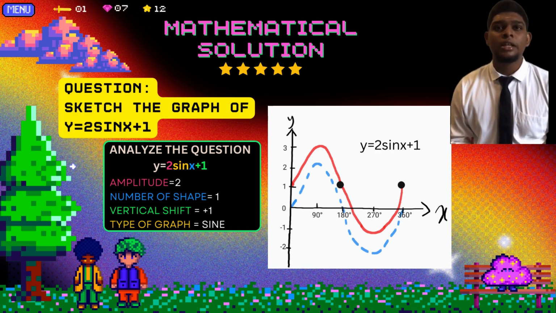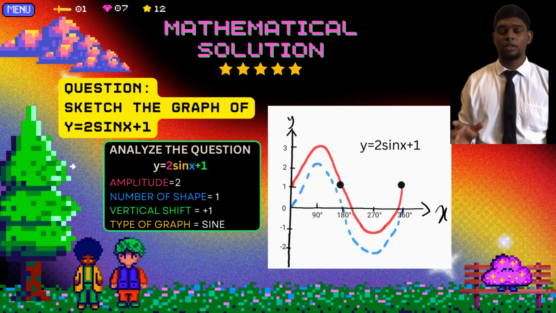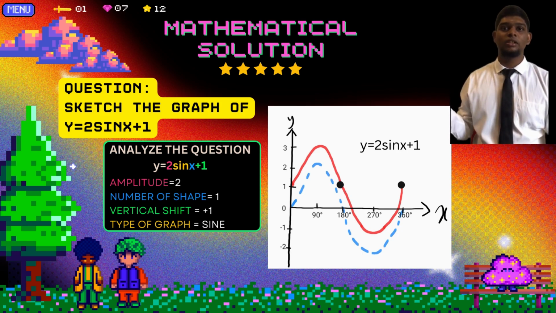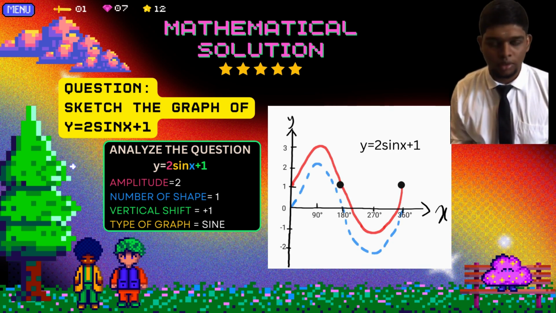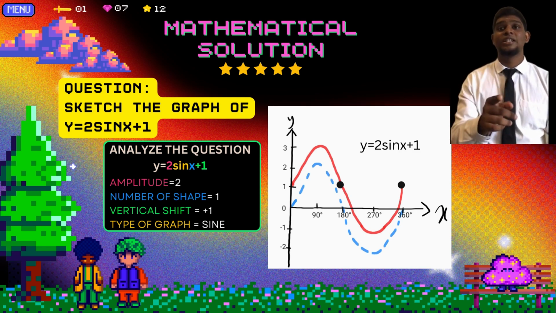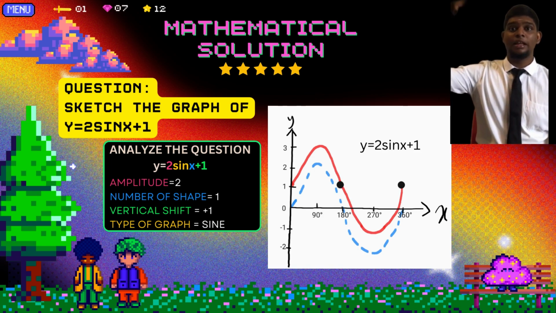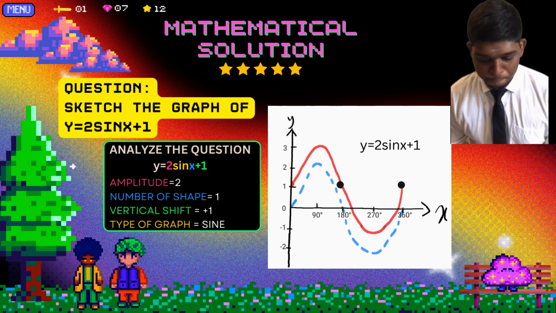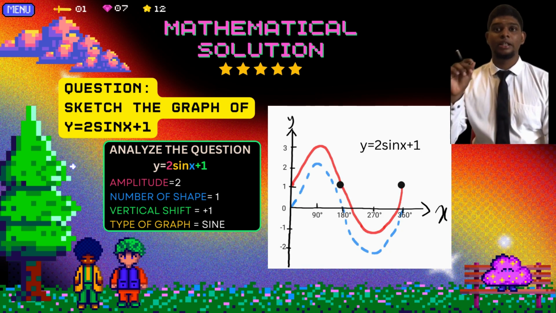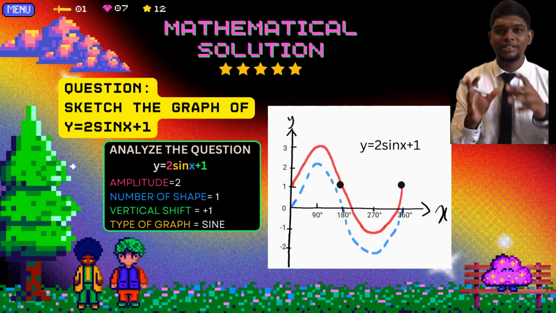Second is the amplitude of the graph, the maximum point and the minimum point of the graph. The third is the number of cycles, or number of shapes. Is it 1, 2, 3? It depends on the question. The fourth rule is the vertical shift. Are the minimum and maximum points increasing or decreasing? It depends on the question. Each rule is labeled with its own color, so you can refer to it easily.